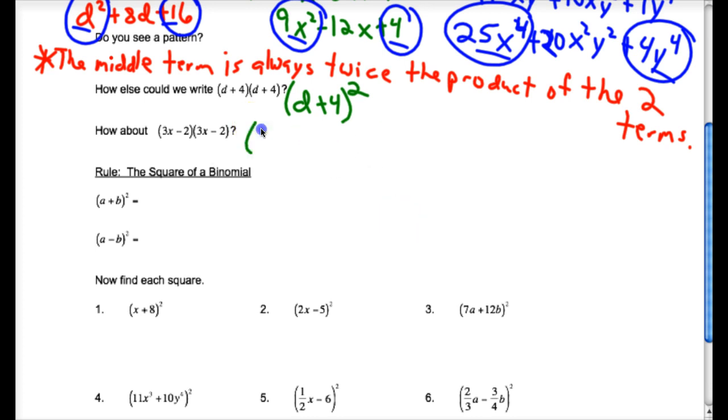Okay. How about 3x minus 2 times 3x minus 2? Could we write that as 3x minus 2 quantity squared? Sure. Why not? Okay.